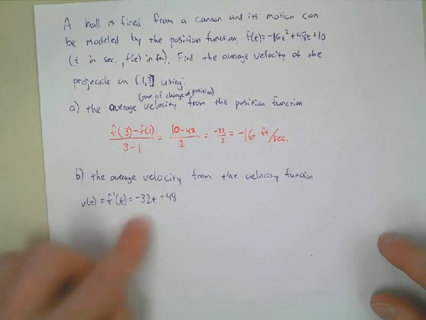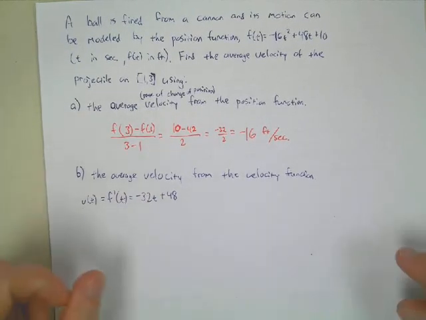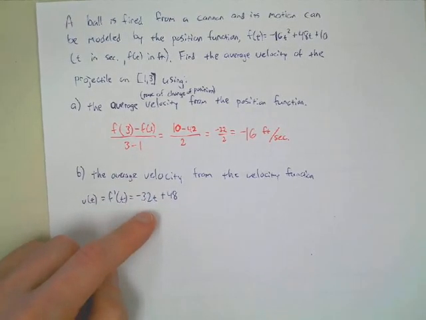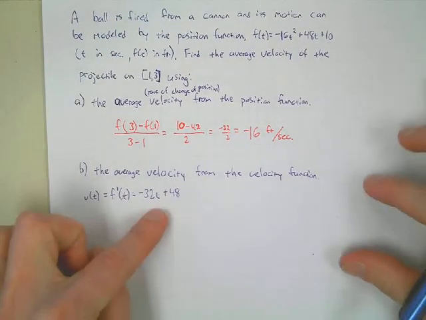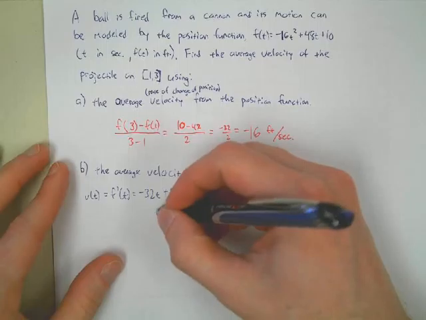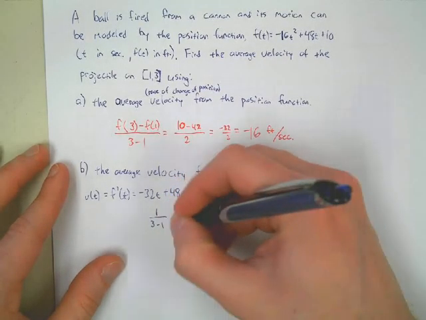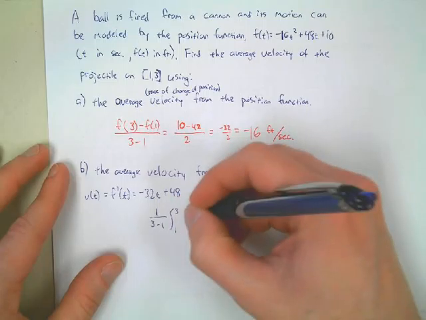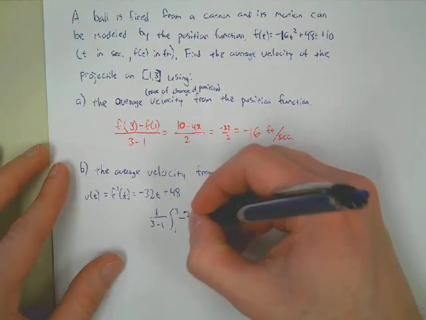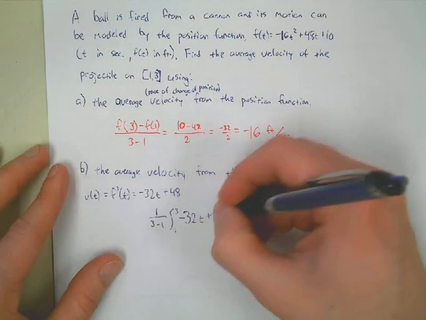So this is average velocity. So I want to find average velocity. I'm using velocity, so an average value formula. So 1 over b minus a, so 3 minus 1, times the integral from 1 to 3 of negative 32t plus 48. Okay.